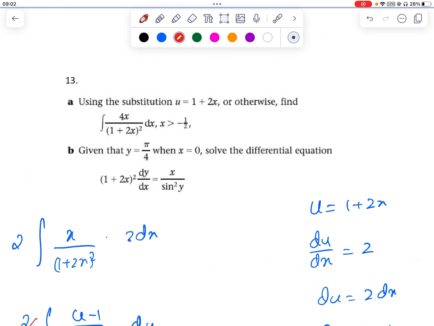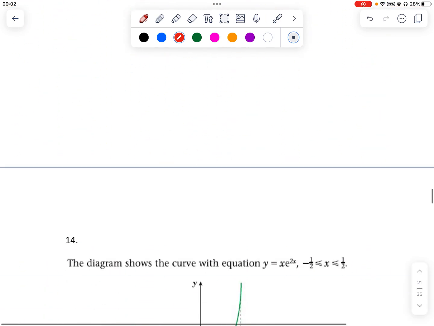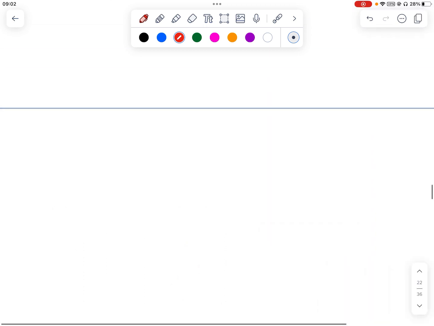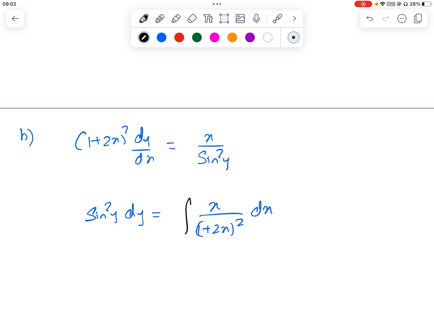Then given that y equals pi by 4, x equals 0, solve this differential equation. So 1 plus 2x whole square dy by dx equals x upon sine square y. So it becomes sine square y dy equals x upon 1 plus 2x whole square dx. Then what am I going to do? Applying integral.